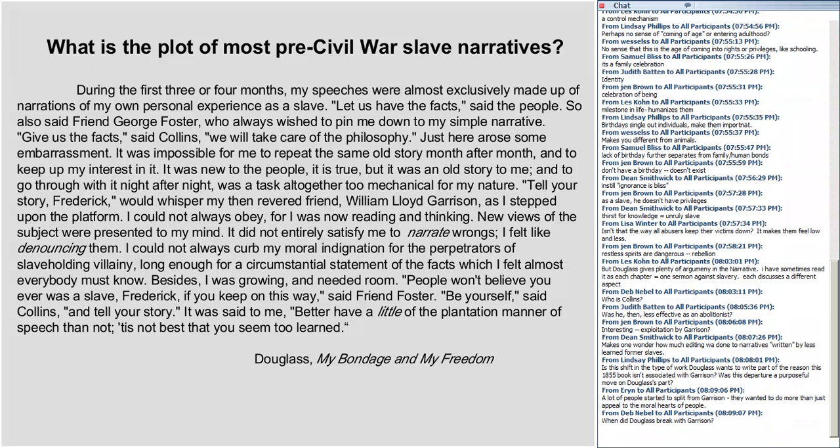In the case of Frederick Douglass, we have no idea how much help he received in 1845 to get his narrative into shape. But it's clear that by 1855, he'd had so much experience as a newspaper editor, as well as a speaker, that he didn't need any help at all.